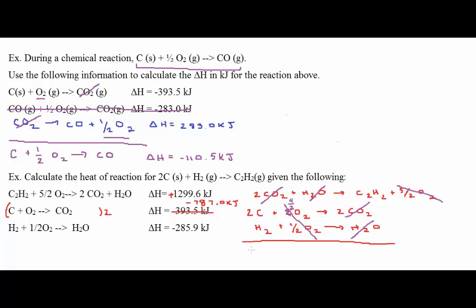So all I'm left with is 2 carbons, 2 moles of carbon, plus hydrogen. And that produces my C2H2. So all I have to do now is take my changes in enthalpy and add them up, and that will give me the change in enthalpy for the reaction that I was concerned with. And what I get is 226.8 kilojoules.